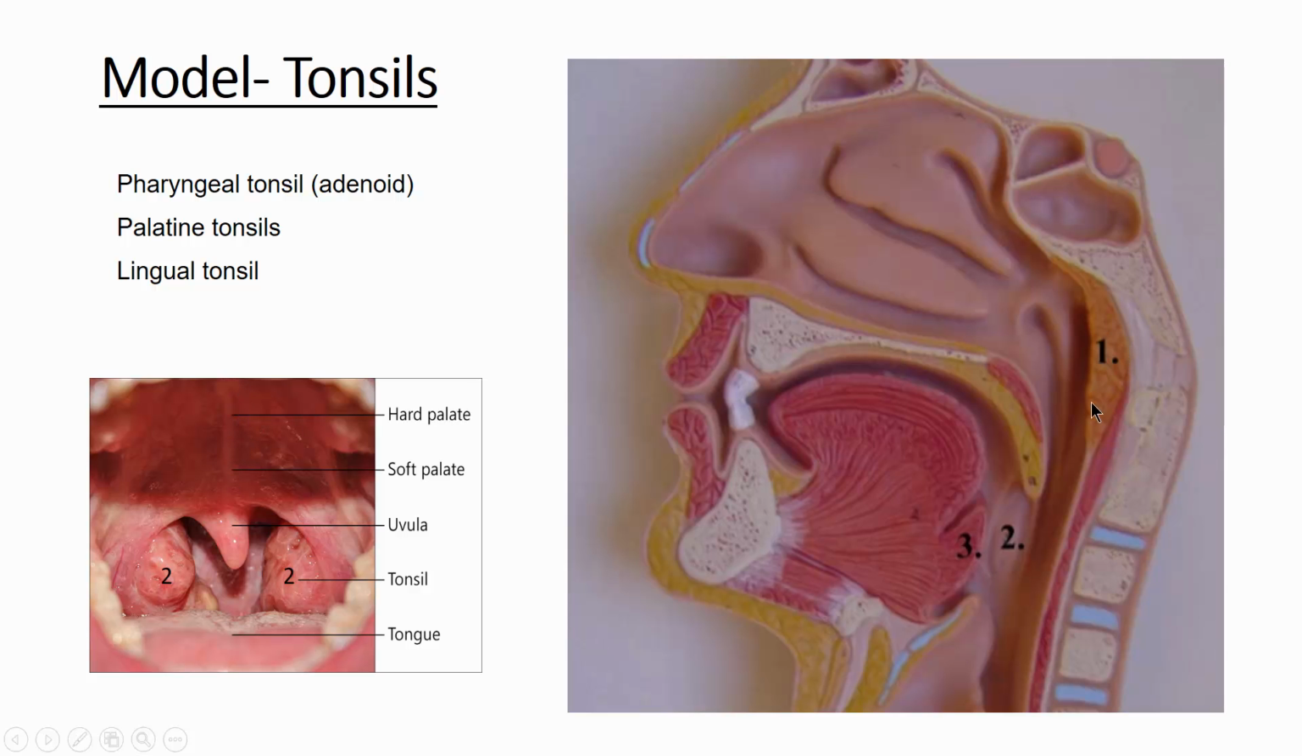So you can see it labeled as 1 from your lab model. So as the air is coming in, it's going to hit the back wall of the nasopharynx.